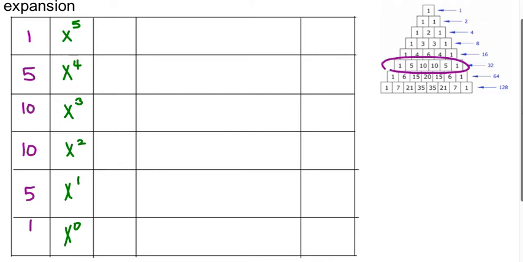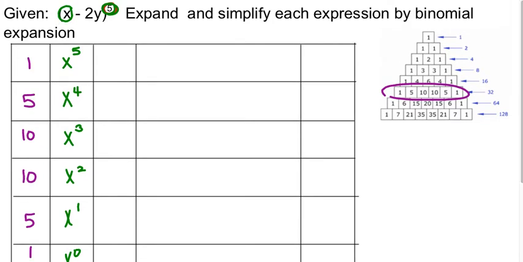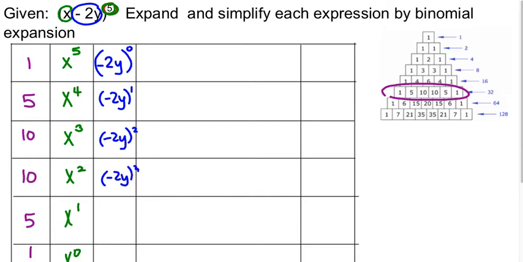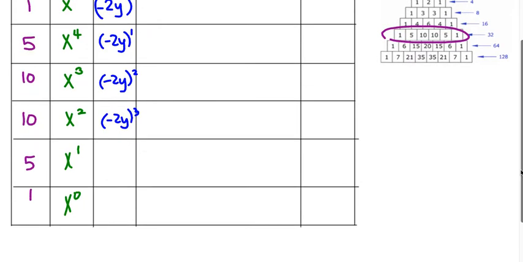The third column consists of the second term in the binomial, negative 2y, and we start with the lowest degree, 0, and we increase it all the way down. So now it's negative 2y to the first, negative 2y squared, negative 2y cubed, negative 2y to the fourth, negative 2y to the fifth.